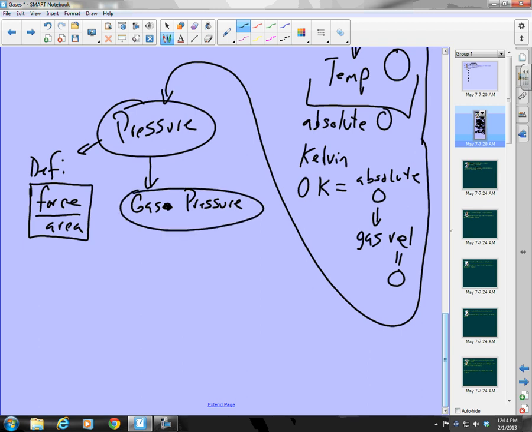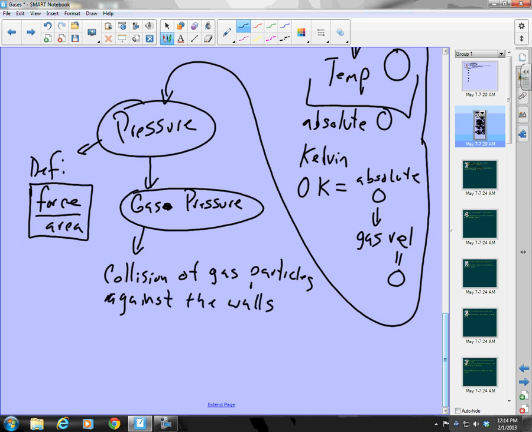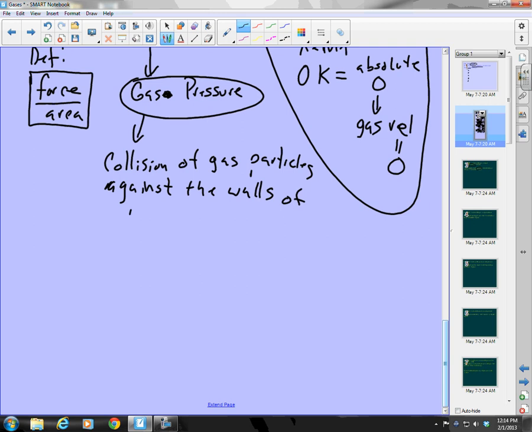Well, gas pressure is still force per area, but what's the cause of gas pressure? The cause of gas pressure is the collision of gas particles against the walls of my container. And what's a container? Well, a container is anything that's holding gas.